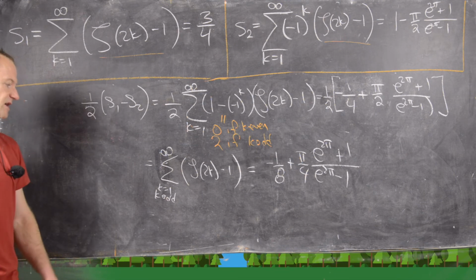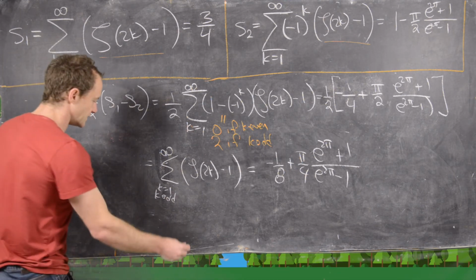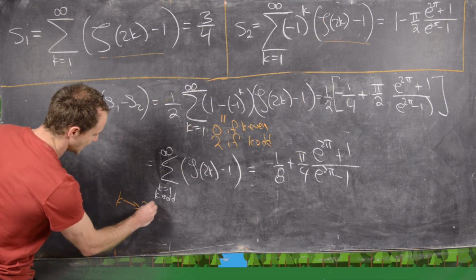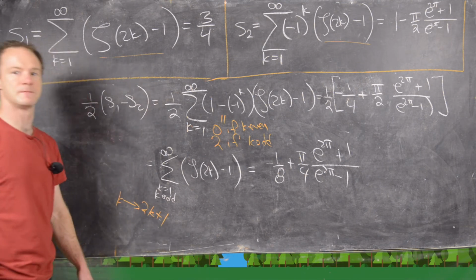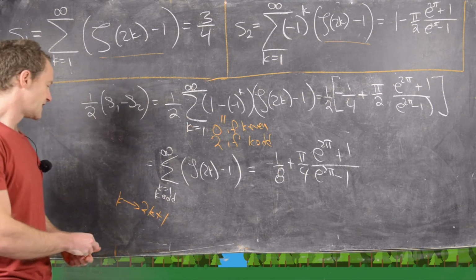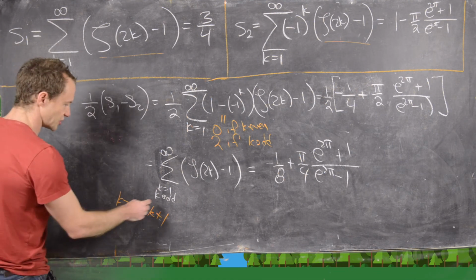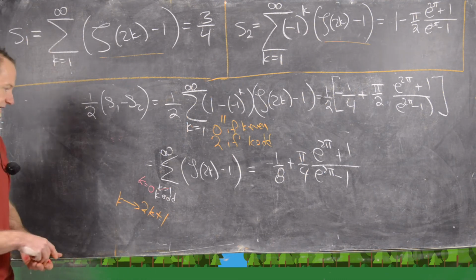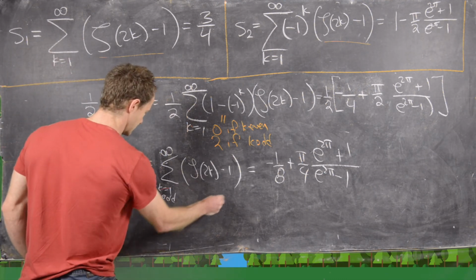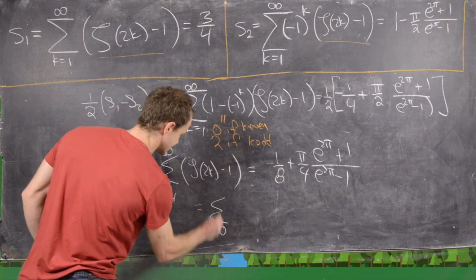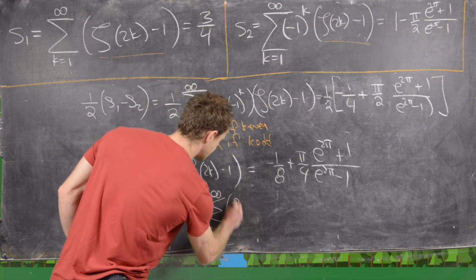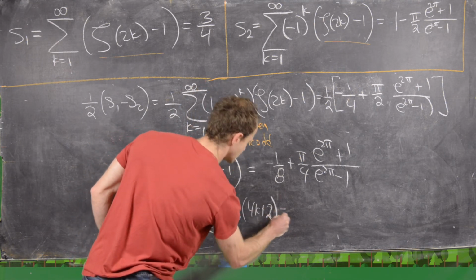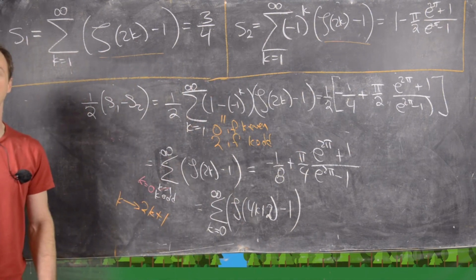Since all we want is odd values of k, what I can do in this case is replace k with 2k plus 1, like that. And notice that's going to change my bounds of summation to k equals 0 to infinity. And then that's going to make this sum look like the following. We have the sum k equals 0 to infinity of zeta of 4k plus 2 minus 1. Okay, so let's see why that's the case.